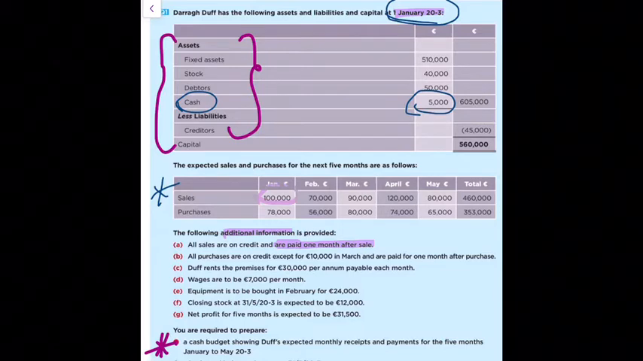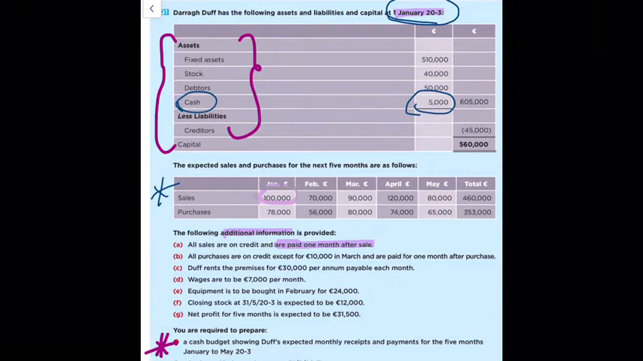All purchases are on credit except for €10,000 in March and are paid for 1 month after purchase. So all purchases are on credit, which means that we get our purchases now, but we don't pay for them for 1 month. Except in March, when we got some purchases and paid in cash. So we need to be careful of that €10,000 in March. If you want to put a little asterisk beside March, you can.